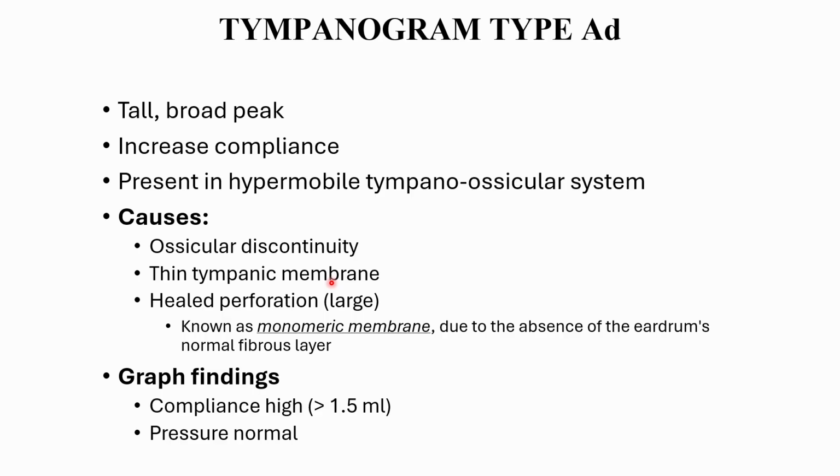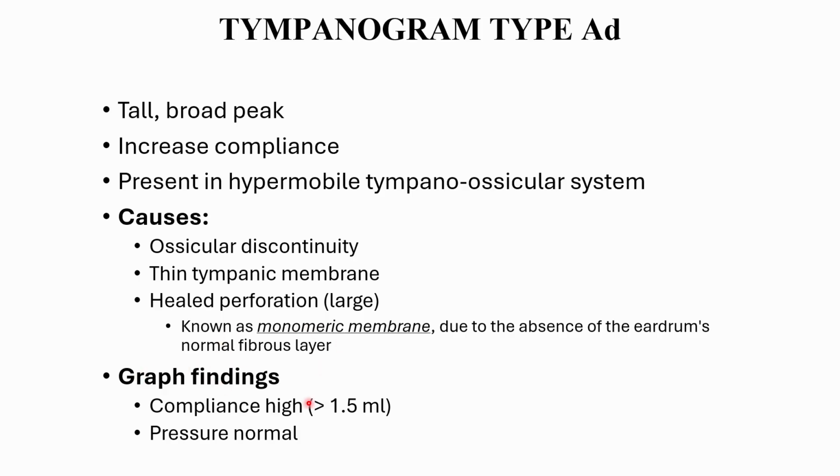A hypermobile tympanogram with an unusually high peak can result from a healed perforation. And why? Because when there is a perforation in the eardrum and it has healed, the fibrous layer, the tense layer, will not be present there. So the tympanic membrane will be thin. It is also known as a monomeric membrane due to the absence of the eardrum's normal fibrous layer.